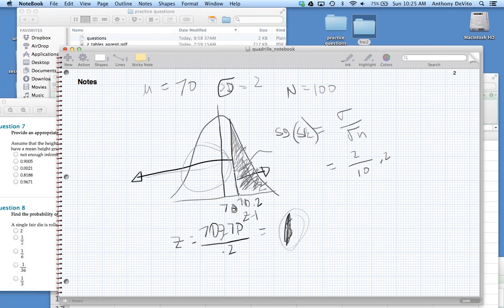Are you guys okay with the z-table? You don't need me to pull the z-table up. Does anybody need me to pull the z-table up and take a look at it, and actually show you how you would look that up?